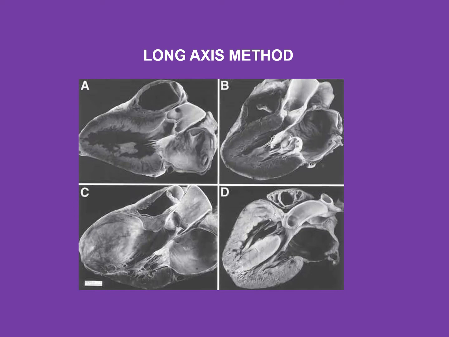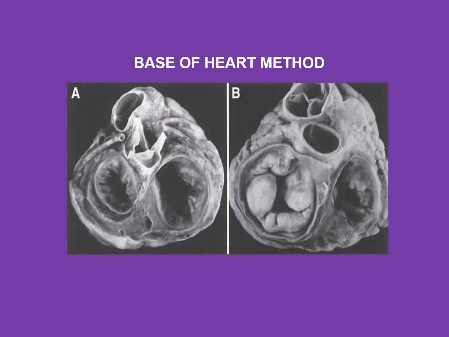In the long axis method, maybe the comparison here is the sagittal section. This is also used to demonstrate some congenital heart disease as well as valvular heart diseases. And then we have the base of the heart, also similar to the last two rather, which you can also demonstrate especially defects in the heart or in the valves from congenital heart diseases or probably from infections or other cardiomyopathies.